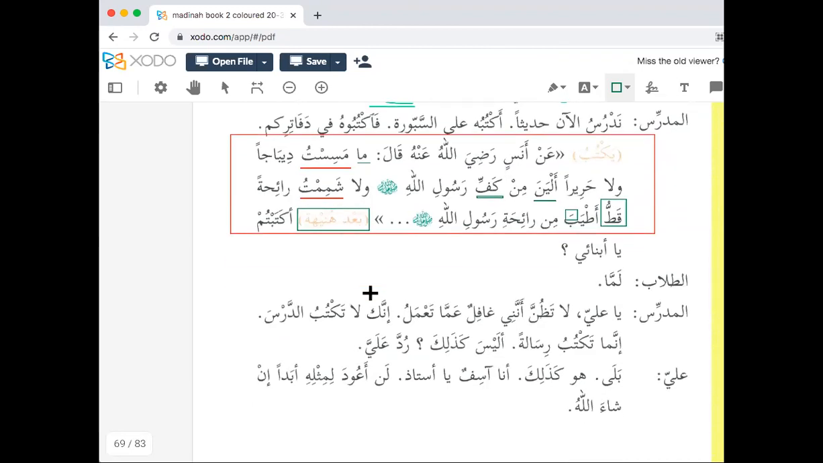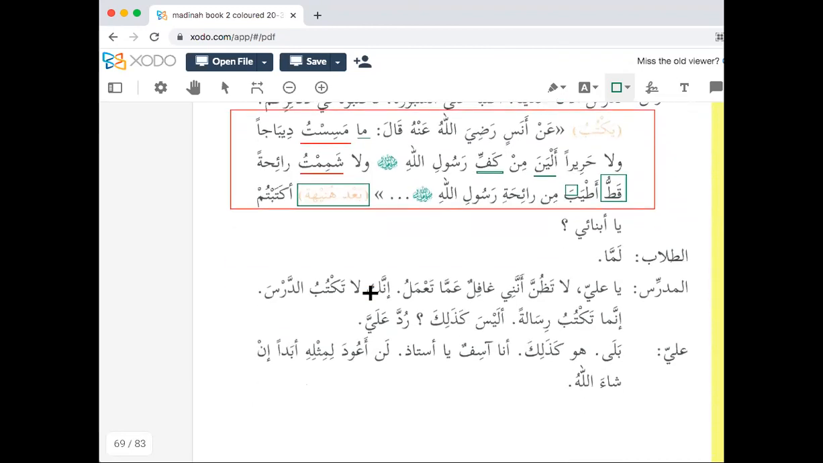Akatabtum ya abna'i? And the tullab, what did they say of Maymun? Lamma. And what does that mean? Anybody else? Not yet. Ahsant, it means not yet, Ibrahim. Lamma means not yet.